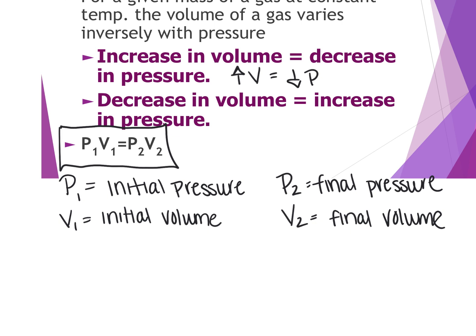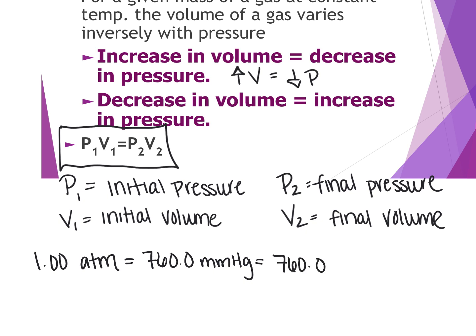So one common unit of pressure is atmospheres. ATM is an atmosphere. And we're going to just write conversions. So 1 atmosphere is equivalent to 760 millimeters of mercury. That's also equivalent to 760 torrs. And that's equivalent to 101.3 kilopascals.